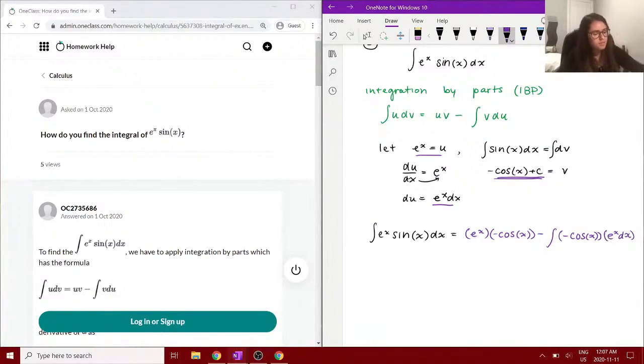And then, zooming out a little bit, we have minus the integral of v. V we just saw is minus cos x times du. Okay? Du we calculated to be e to the x dx. All right, so now you kind of understand why I needed to take the derivative and why I needed to take the integral, right? Because they were useful when we were subbing them in for integration by parts.